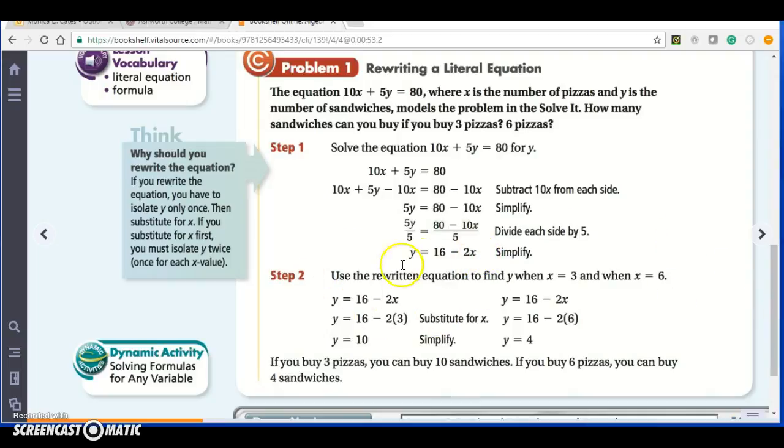And so I can use that now to plug in my values of 3 and 6 for x. So when I plug in 3 at first, I get 16 minus 2 times 3, which is 6, so I get 10. And when I plug in 6, I get 16 minus 2 times 6, which is 12, which gives me 4. So if you buy 3 pizzas, you can buy 10 sandwiches, as you can see here. And if you buy 6 pizzas, you can buy 4 sandwiches.